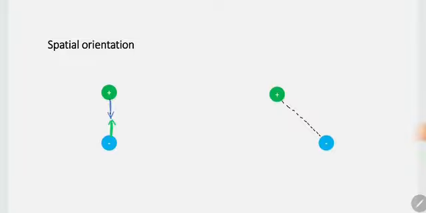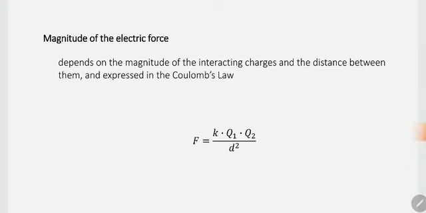Yung line na magiging pattern mo ng direction ng arrow. The line is coming from the center of the charge. So this is the force of attraction exerted by the blue, and this is the force of attraction exerted by the green. Okay? Now let's talk about magnitude of charge.